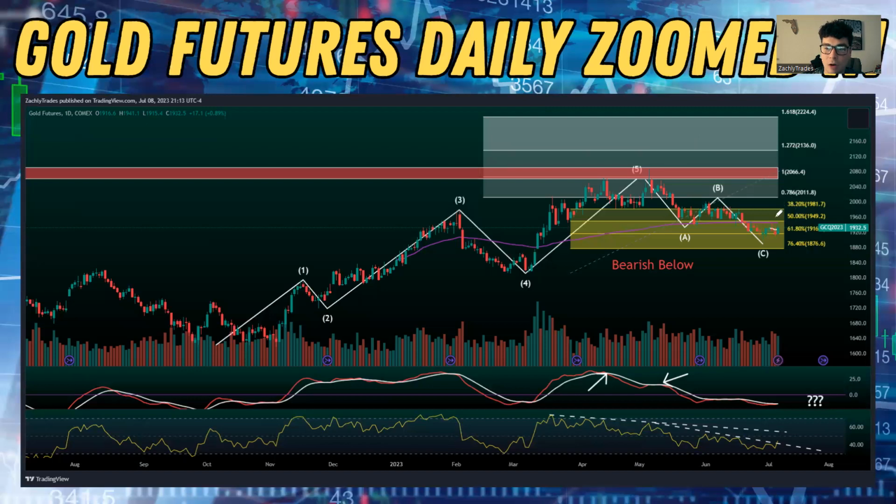And if we are able to, we could start another impulsive move to the upside of bullishness, right? 2011, 2066, 2136, and 2224. Those are going to be some of the target areas to pay attention to for now to the upside. If we are able to break past our previous highs, then we'll be targeting some of these highs here on the gold futures.